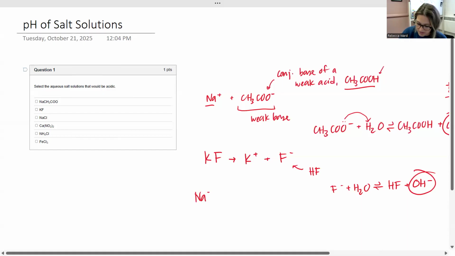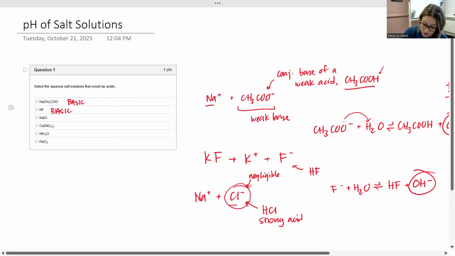NaCl, we know Na plus does not do anything. Cl minus also doesn't do anything in solution. So just keep track of what we're saying here. Na plus and Cl minus. Cl minus is the conjugate base of a strong acid. So HCl is one of our strong acids. So this is a negligible base, which means that a solution of NaCl I would expect to be neutral.